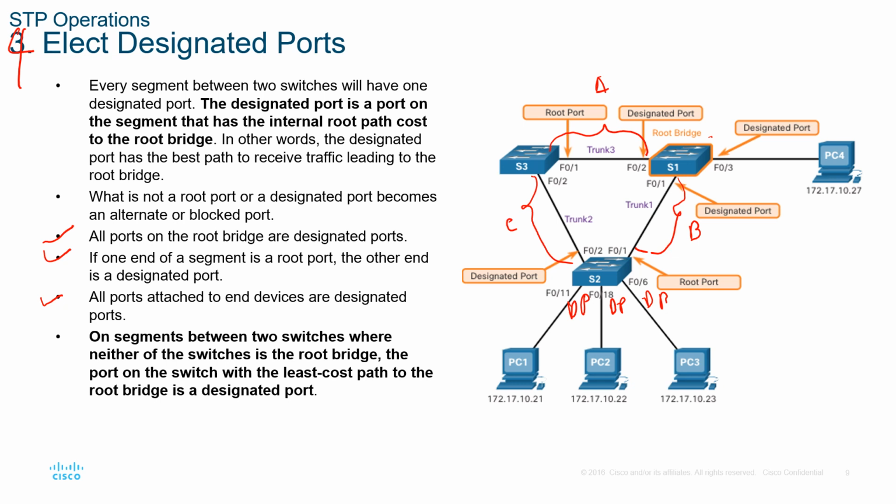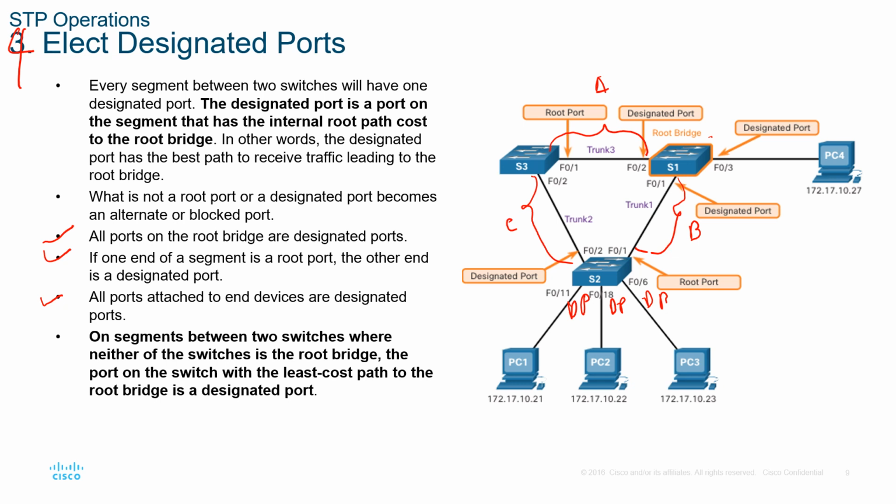But I think it's given because of the first criteria that I said earlier on, all ports on the root bridge are designated ports. So in this example, we already know that on switch 1, F01 and F02 are designated ports. So now we are left with another segment here, which is segment C. On segment C there is no root port, so basically we need to elect one designated port.